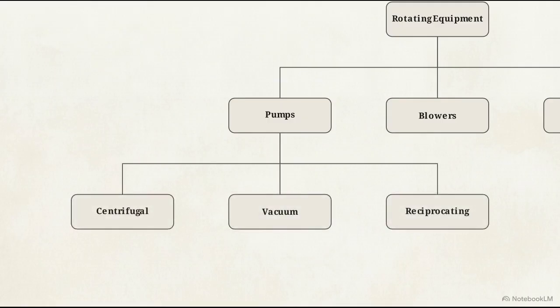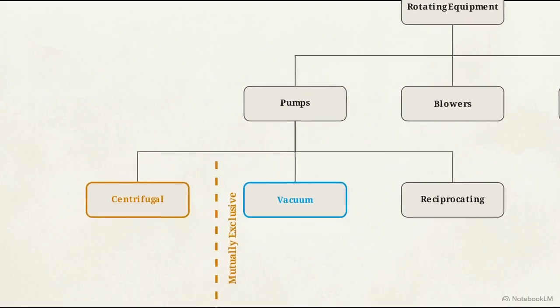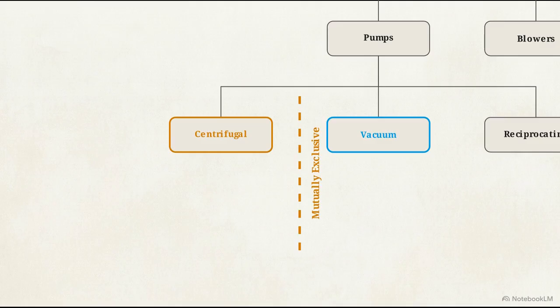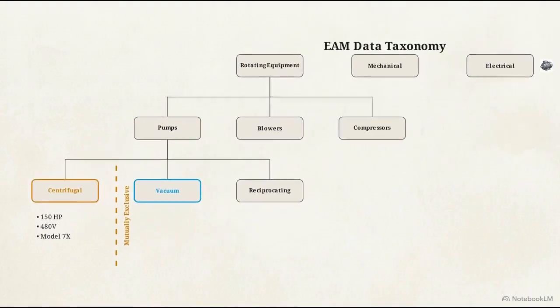There is a strict rule for Level 3. Classes must be mutually exclusive. Because a centrifugal pump operates differently than a vacuum pump, they must sit in distinct, non-overlapping classes to ensure the data remains clean. Finally, Level 4 contains the characteristics. This tier houses granular, asset-specific data points like power rating and exact model numbers. This 4-tier hierarchy acts as the structural blueprint dictating the maintenance strategy for every asset.